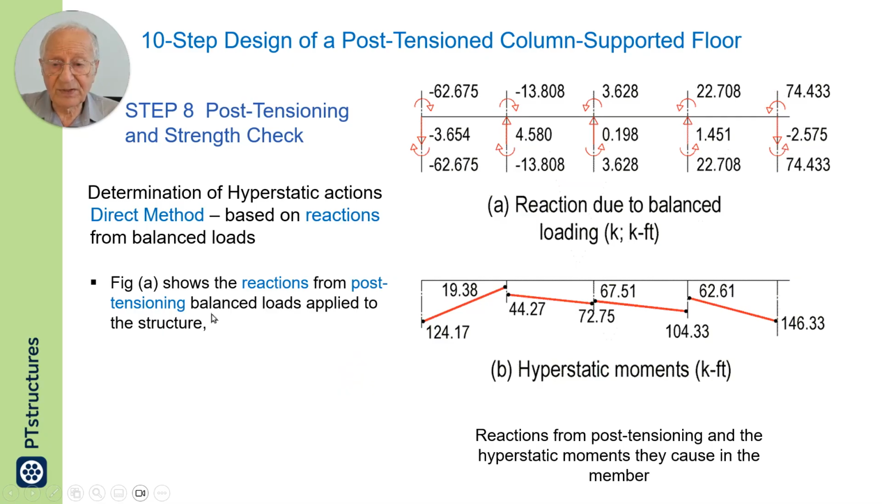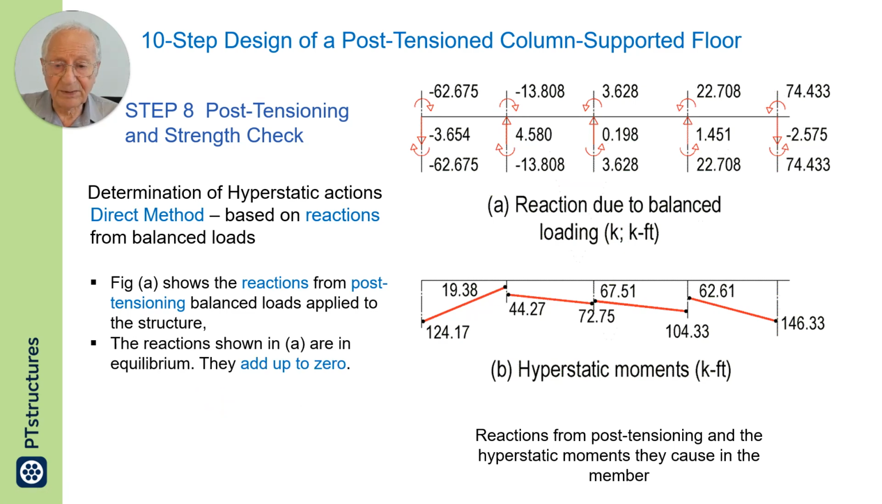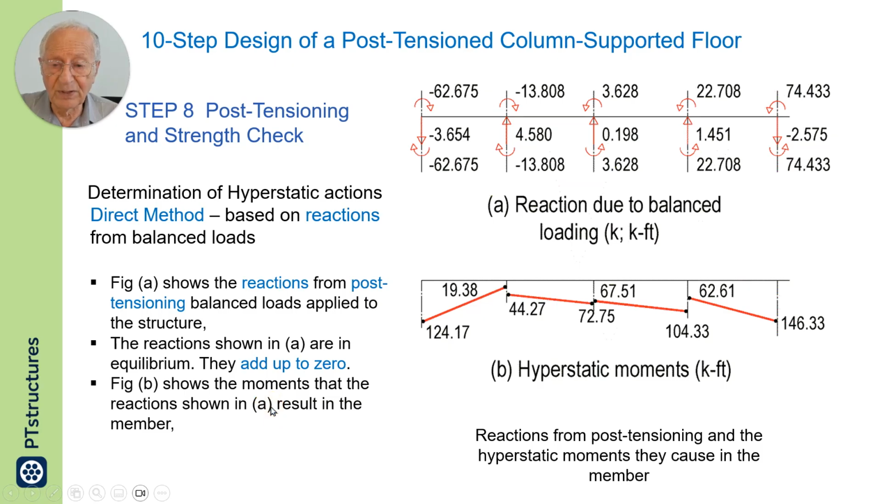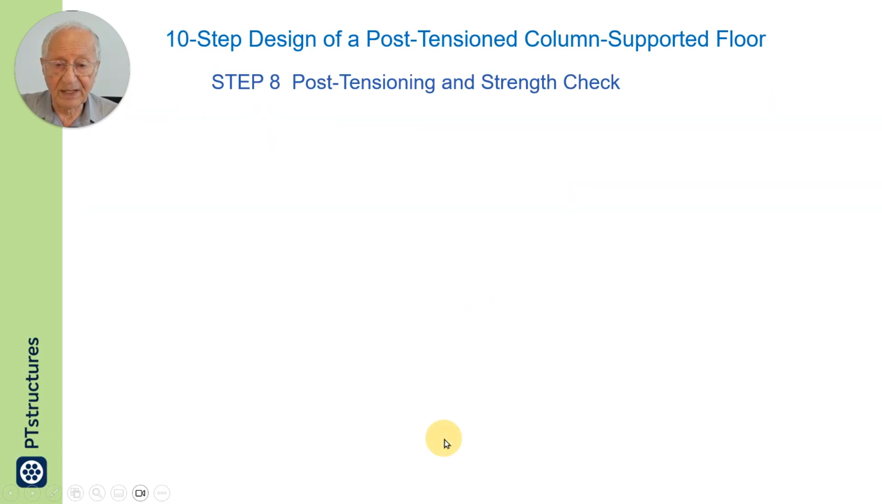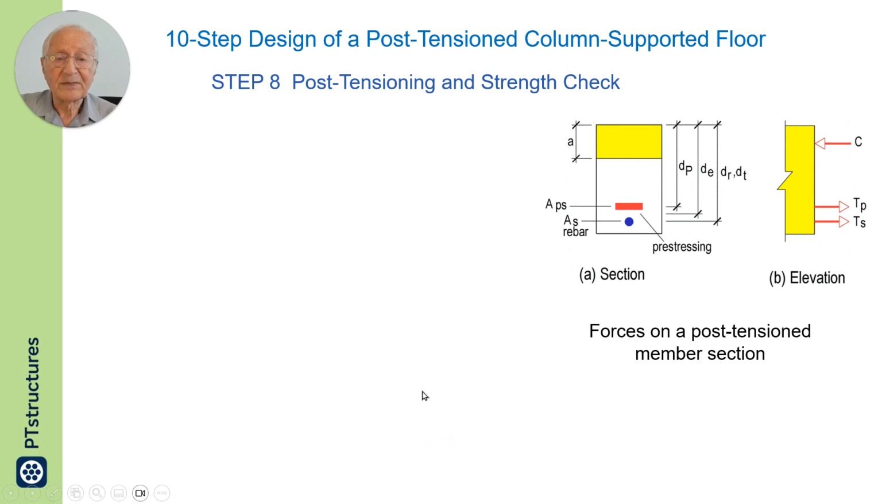The reactions from post-tensioning are applied to get the hyperstatic value. The reactions shown in A are in equilibrium. This is what we had before. B shows the moments that are derived from the reactions here. These moments are derived from up there. B is the hyperstatic moments. Yes, we had this. Then, rather than design, I calculate the capacity.